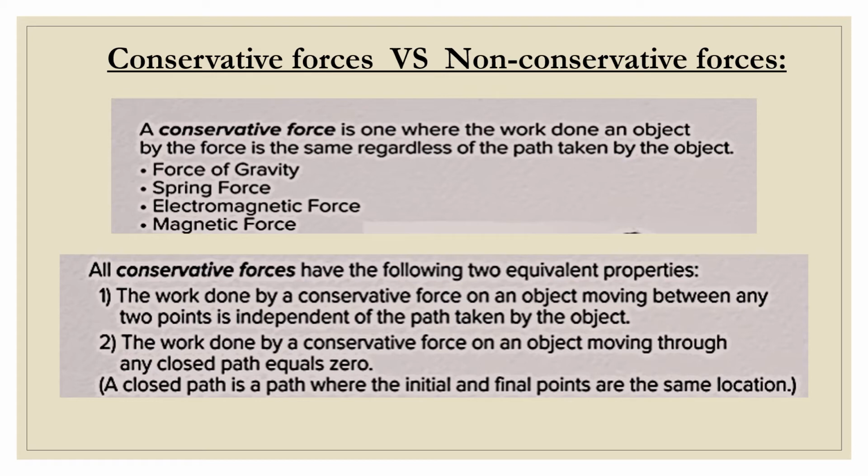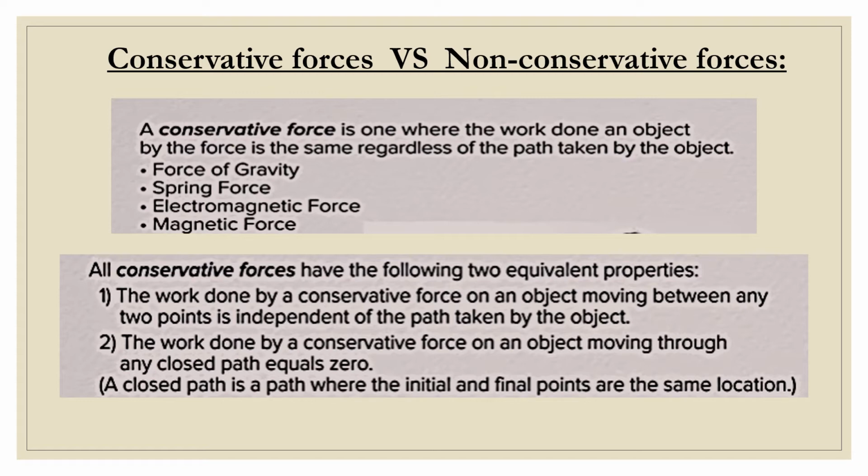So now we're going to know in what situations they are called that. The force of gravity, spring force, electromagnetic force, and magnetic force are conservative forces. A conservative force is one where the work done on an object by the force is the same regardless of the path taken by the object. We are going to see an illustration later with pictures, but now let me talk about it. Conservative forces do not depend on the path taken.